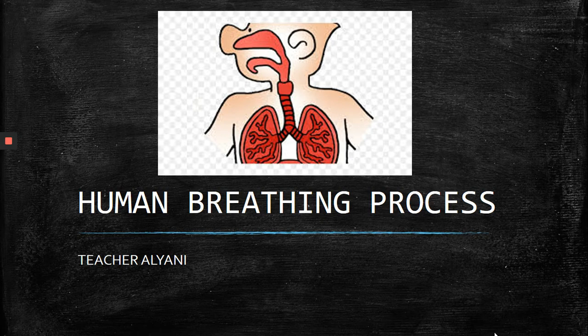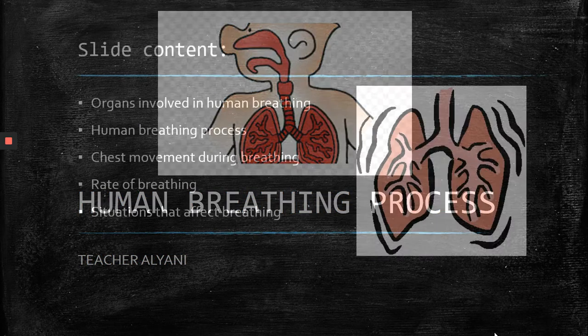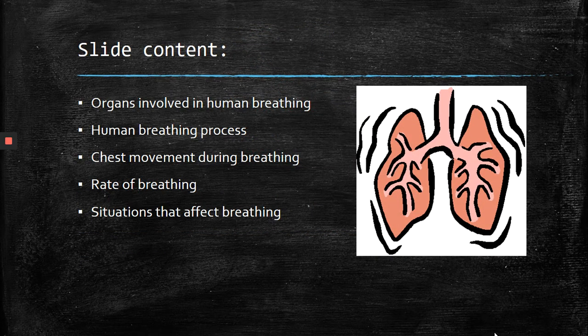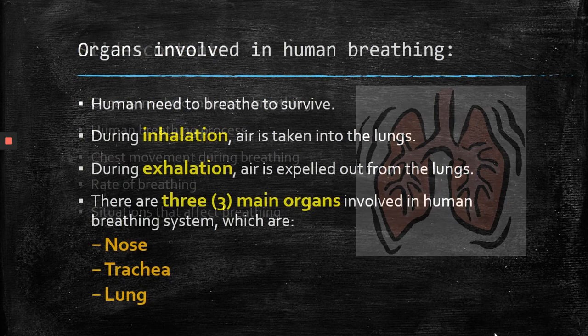We're going to relearn or do some quick revision on the human breathing process. In this slide, there are 5 sections that we'll go through one by one. The first one is organs involved in human breathing process, chest movement during breathing, rate of breathing, situations that affect breathing. So we're going to go to the first slide.